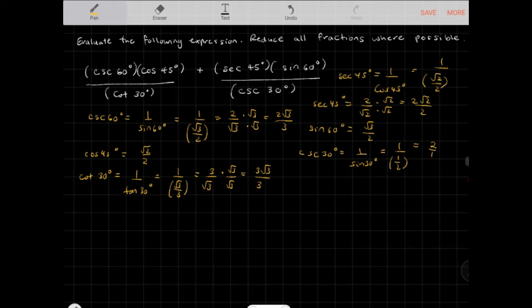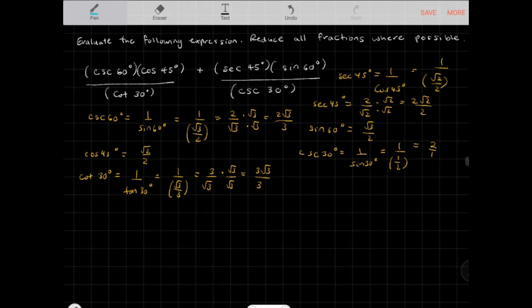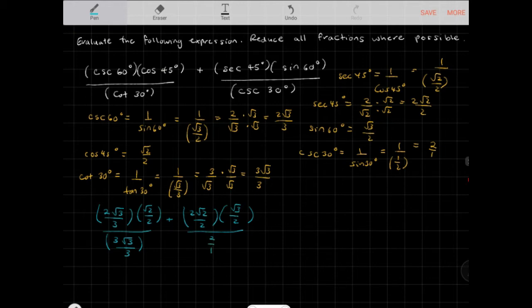Okay, now what I'm going to do here is take all of these simplified values that I looked at and put them back into my expression. So cosecant 60 we calculated was 2 times square root 3 over 3. Cosine 45 was square root 2 over 2. Cotangent 30 was 3 square root 3 over 3, right? And we're going to add this with secant 45, which we calculated was 2 square root 2 over 2, sine 60, which was square root 3 over 2, and cosecant 30, which is basically 2 over 1, right?